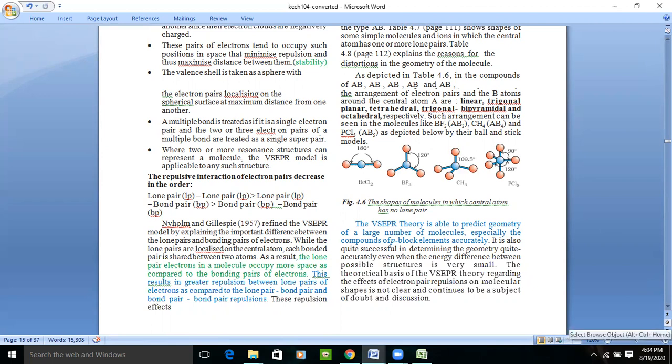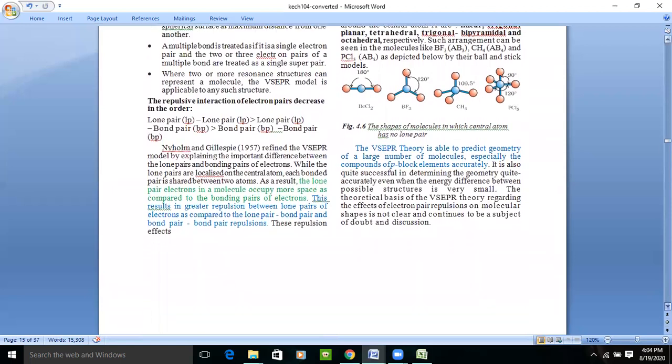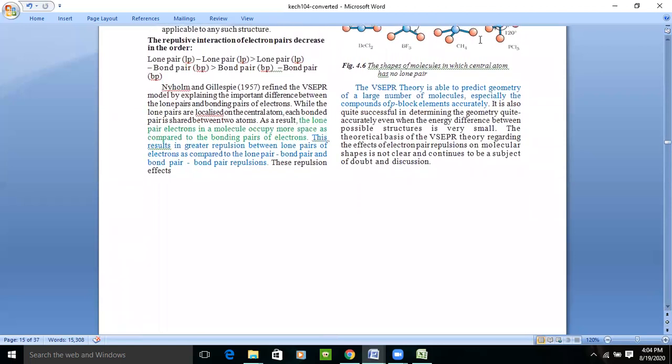So the VSEPR theory is able to accurately predict the geometry of a large number of molecules, especially compounds of p-block elements. It was quite successful in explaining the geometry of different types of molecules and atoms, accurately and in an efficient way. So by this theory we came to know about the shape of molecules, that it is due to the repulsion force that we have specific shapes of molecules in nature.